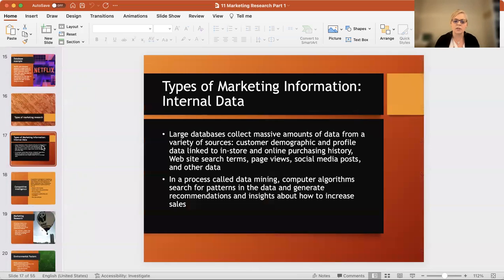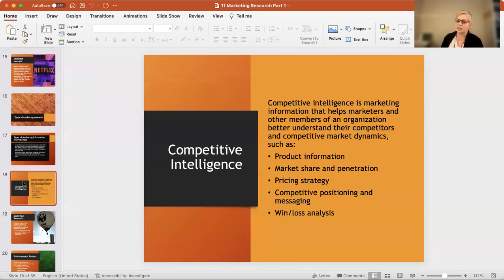What are the types of marketing research? Well, there's internal data, right? A lot of larger companies will have large databases and collect a lot of information, especially on things like their website. Information is constantly being logged, and so that could be a large source of information. There's data mining, computer algorithms and all of that to increase our insights. That's an internal data source. Competitive intelligence is information that we're gathering from other sources about our competitors. Maybe it's product information, pricing strategies, and all of those sorts of things will go into a competitive analysis.